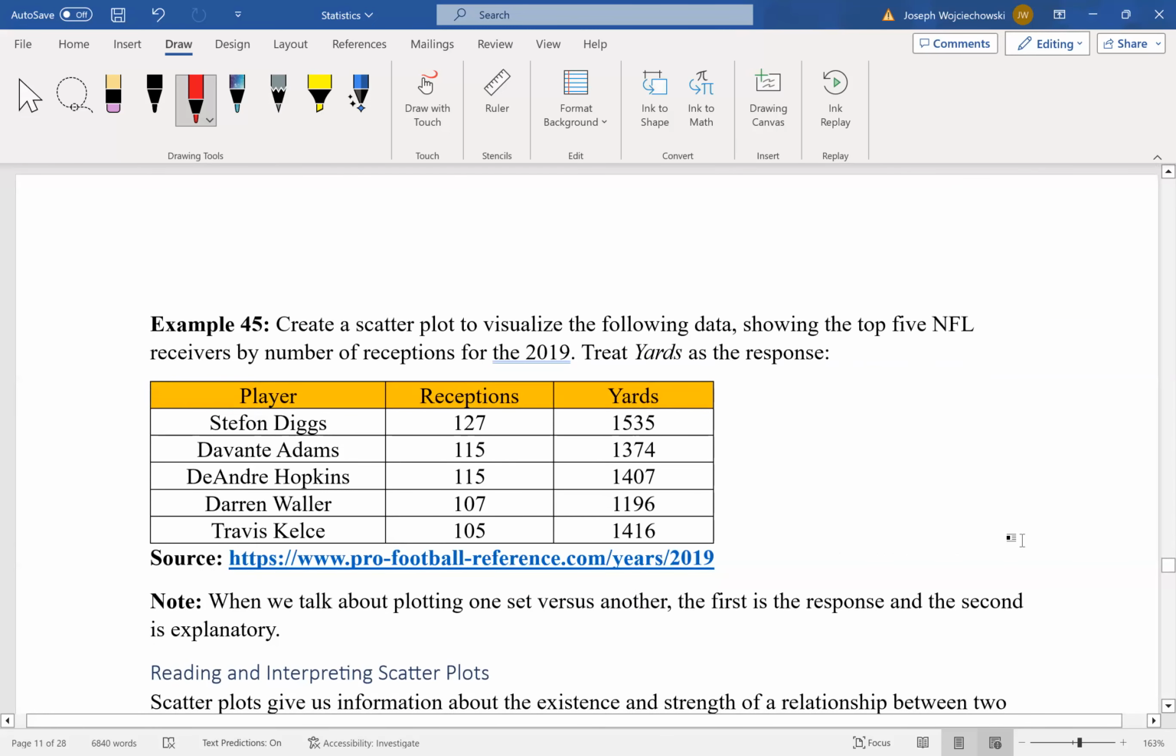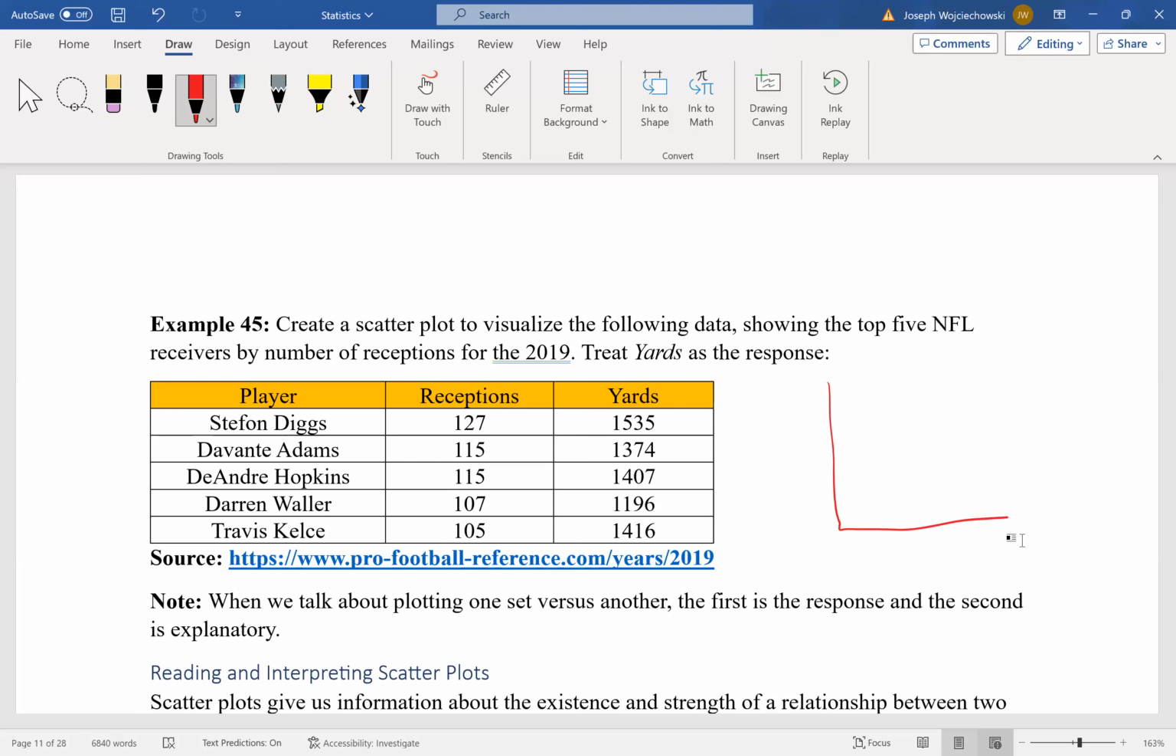So this is going to get a little messy. We're going to look at creating a scatter plot to visualize the following data, showing the top 5 NFL receivers by number of receptions for 2019. Treat yards as the response.